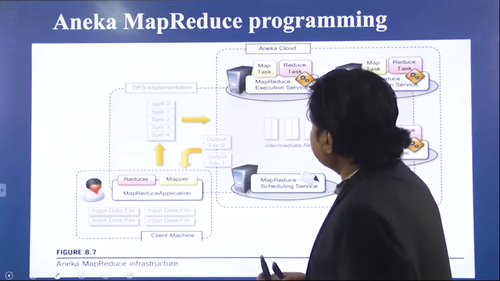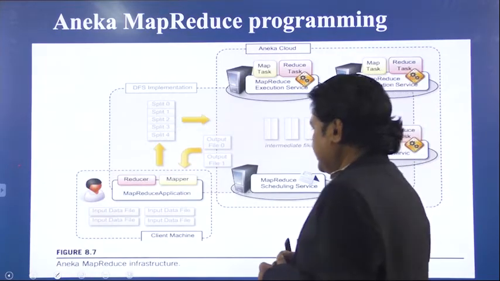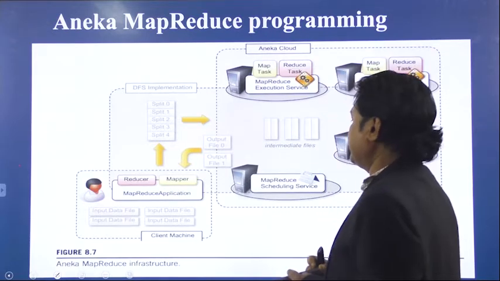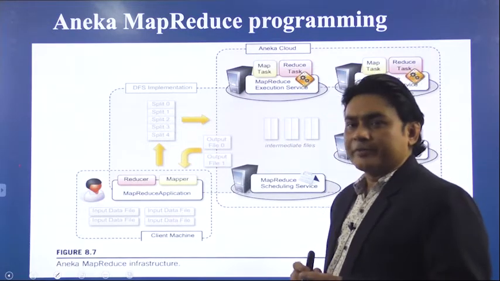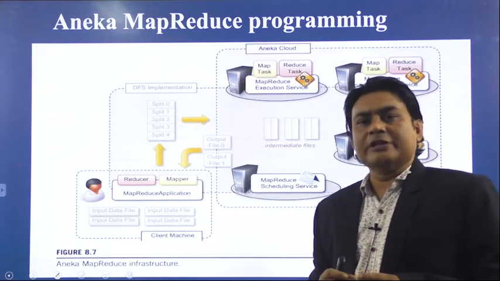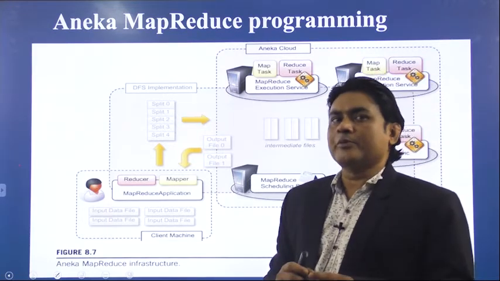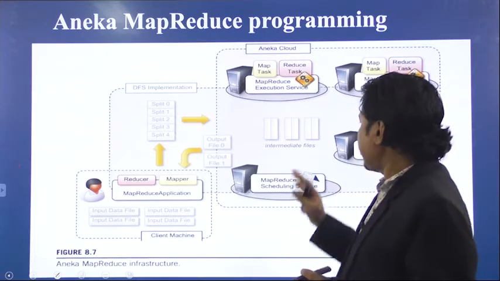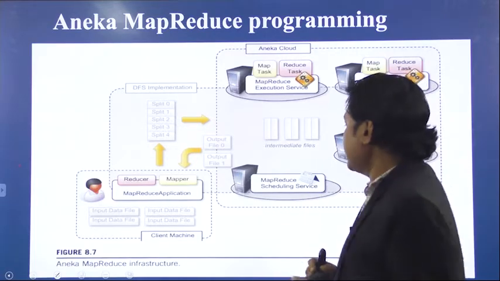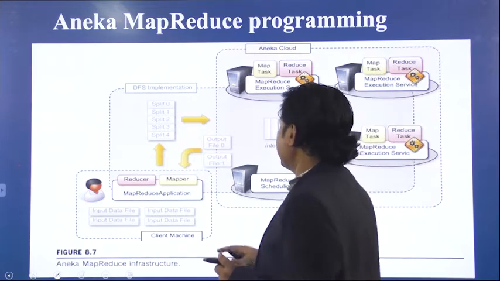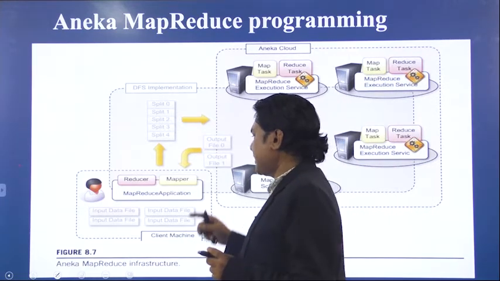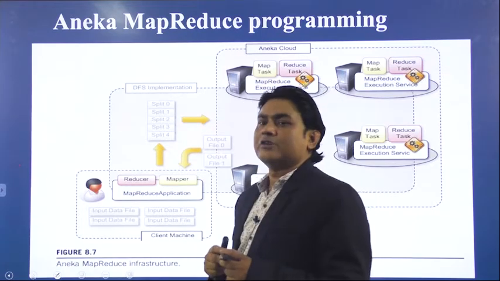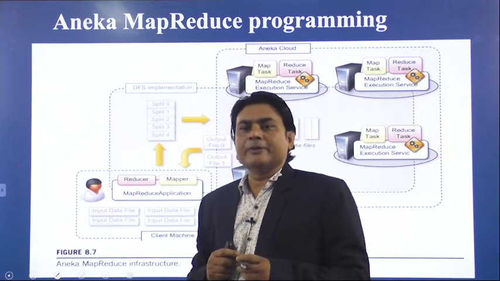Now with this clear architecture of Aneka, let us discuss the Aneka MapReduce programming model. If you see this diagram, it describes the infrastructure which can be provided by Aneka for the implementation of MapReduce applications. These are the client machines, and the clients have data files and want to execute MapReduce applications.